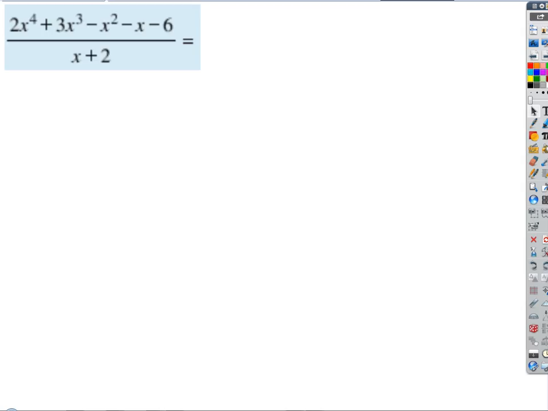Let's quickly do this two different ways. Okay, let's do long division first. So we're going to divide the denominator x plus 2 into the numerator.